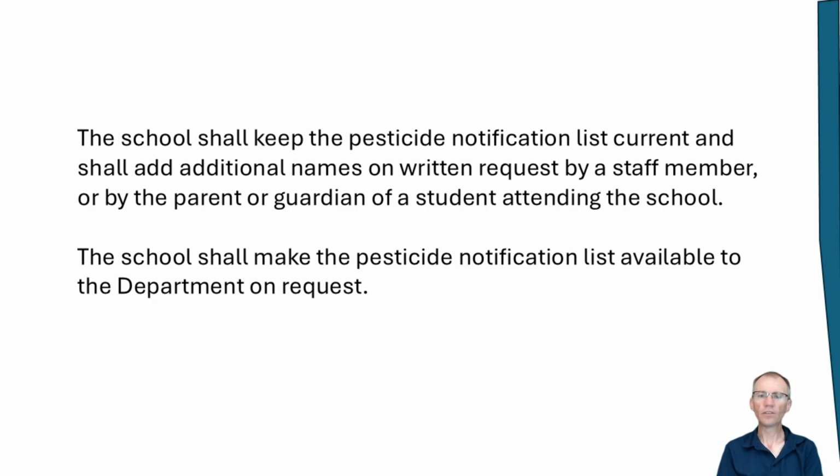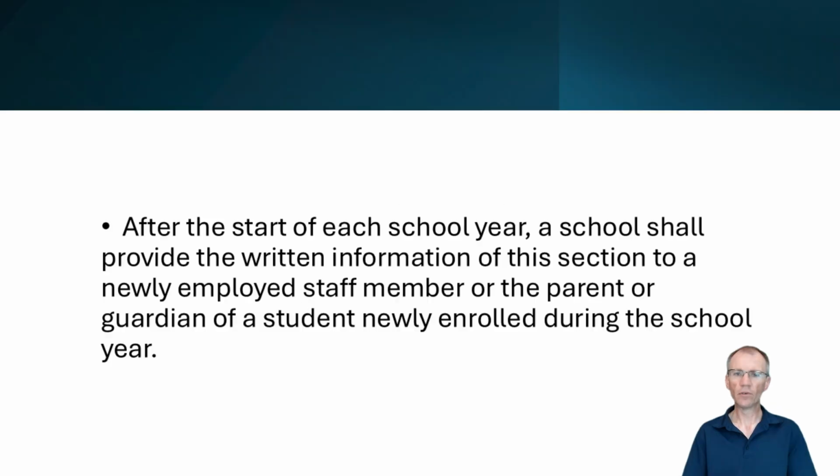The school shall keep the pesticide notification list current and shall add additional names on written request by a staff member or by the parent or guardian of a student attending the school. The school shall make the pesticide notification list available to the department on request. The school shall provide written information of this section to a newly employed staff member or the parent or guardian of a student newly enrolled during the school year.